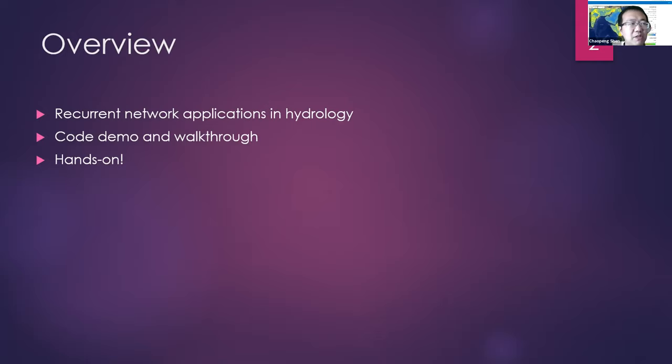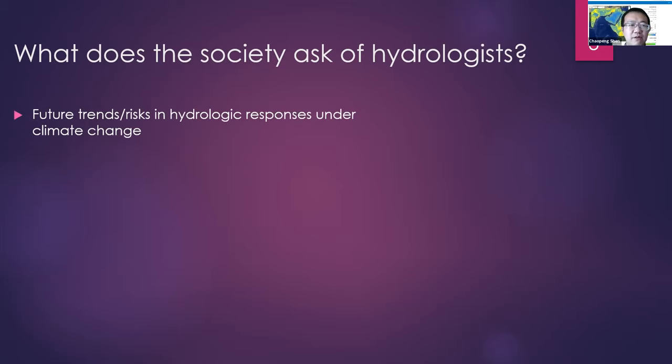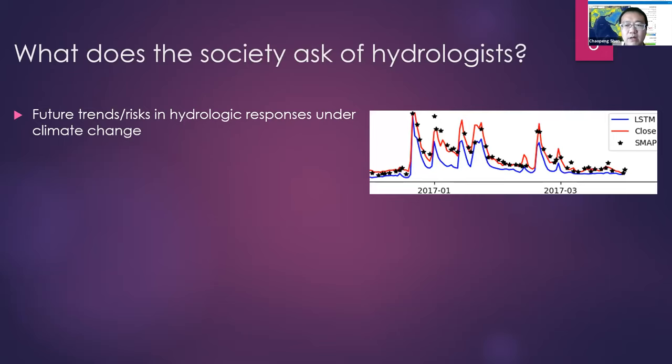Let's come back for a second. I am a hydrologist by training, and I often think about the mission that has been given to us by society. What does society ask of us? What do they want us to do? Certainly, there are a certain number of tasks that we need to fulfill. One is assessment of future risks and future trends in hydrological responses to climate change. What are the future extremes going to look like? What are the future trends going to look like? What's going to happen in the future, given the data that we have right now?